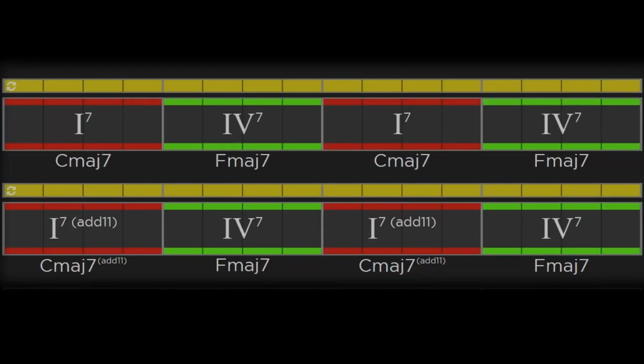A common major 7th progression simply alternates between the 1 and 4 chords. This is often heard in ballads. In this version I'll change the 1 major 7th for major 7th add 11 on the second repeat. Listen to the dissonance this brings to the otherwise smooth and relaxing progression.